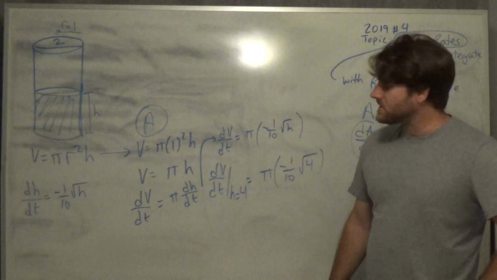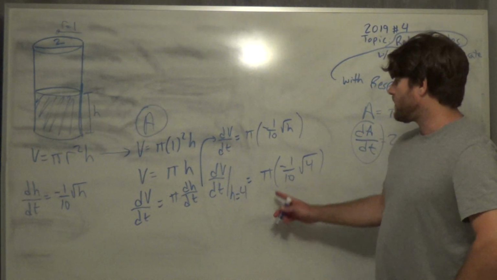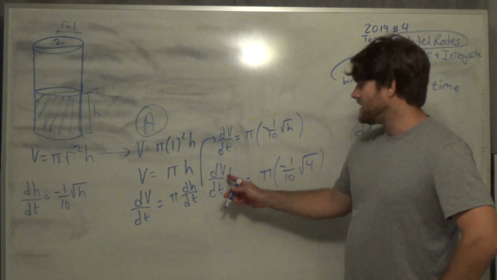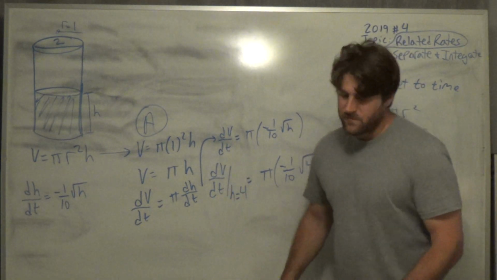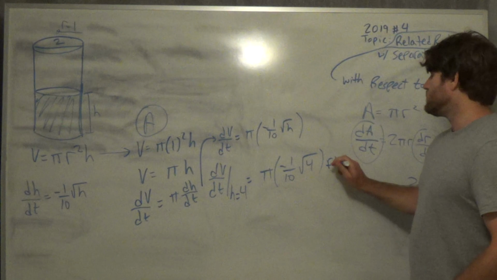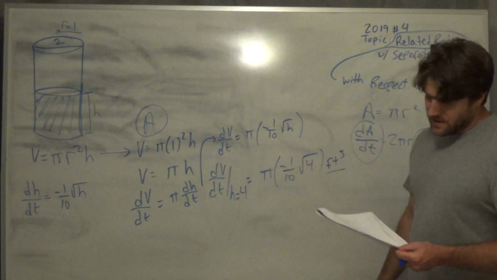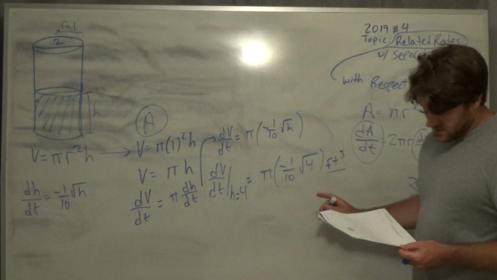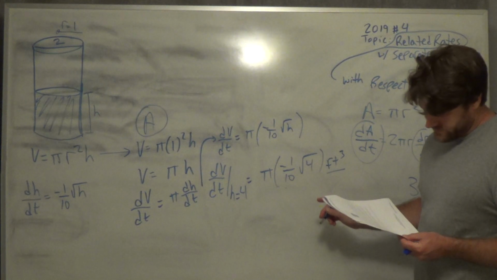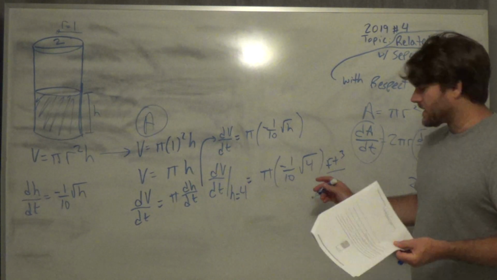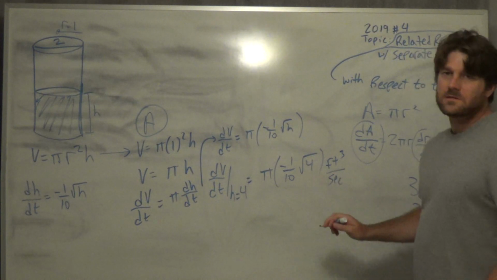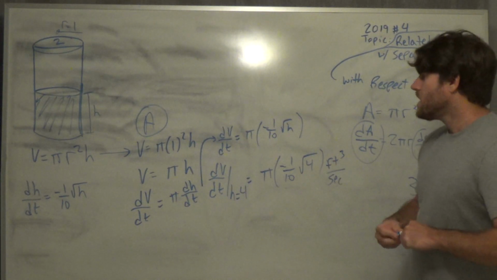Did they ask for units? Yes. That means there's points here. Indicate units of measure. Well, if I want to know the units of measure for dV dt, it's the volume units over the time units. So here, volume, if it's in feet, is cubic units, so feet cubed, and then time. And in this problem, they say time is in seconds. And there you go. All right, that's part A.